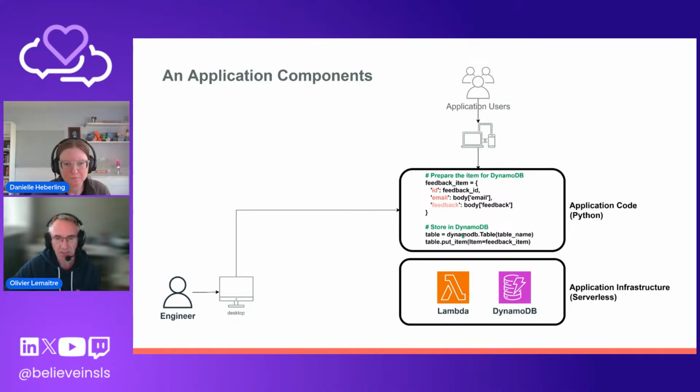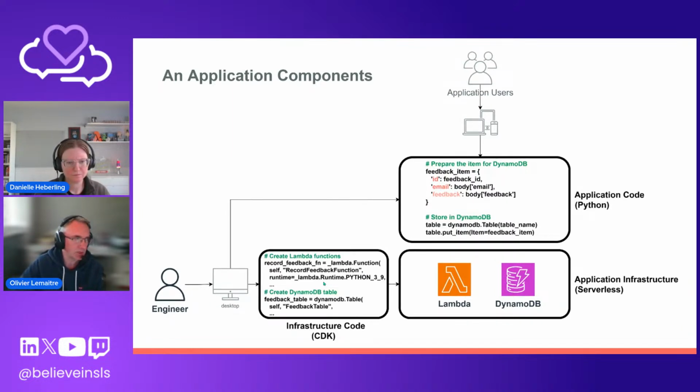But to run this code, I will need some infrastructure. I choose to work with a serverless infrastructure. In this case, to run this code, I will need a Lambda function, and to store the feedback, I will need a DynamoDB table. I can create this infrastructure manually, going to the AWS console, for example, but I can also code my infrastructure.